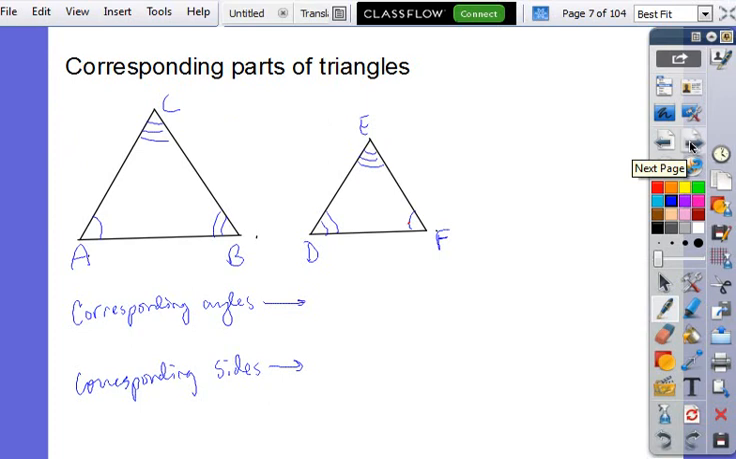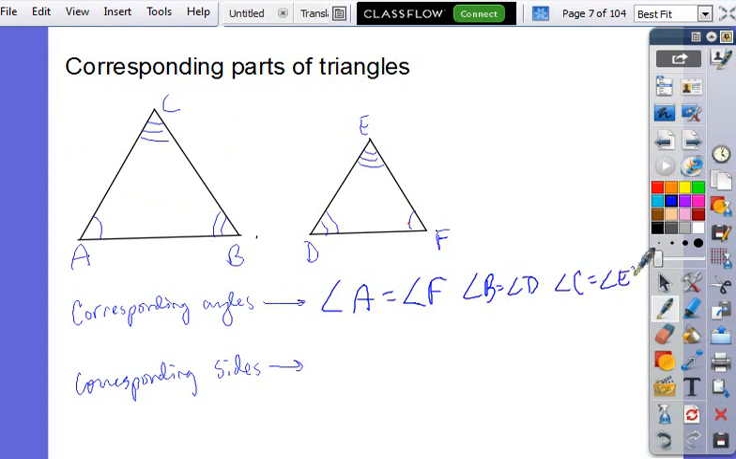What does corresponding mean? It's in the same spot. So angle A would match up with what on the other one? Angle F. A and F are the same because they both have the 1 mark. Angle B would match up with angle D. And angle C would match up with angle E. So that's how I would write it: angle A is equal to angle F. Angle B is equal to angle D. Angle C equals angle E. The angles are the same. If it's similar figures, the angles are the same.